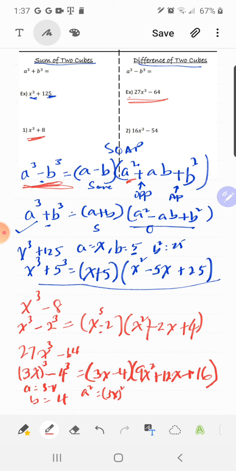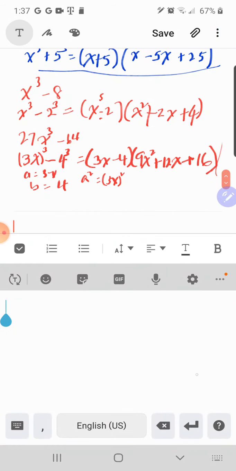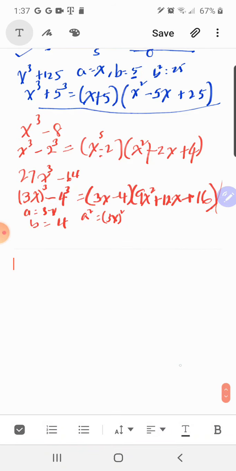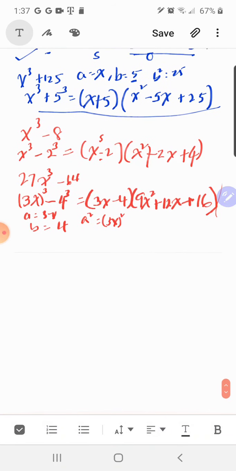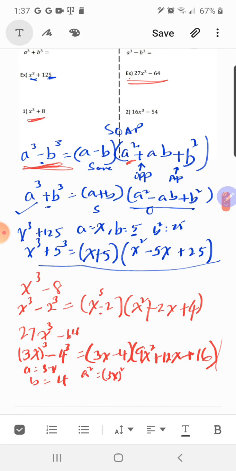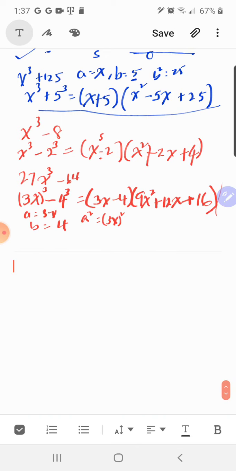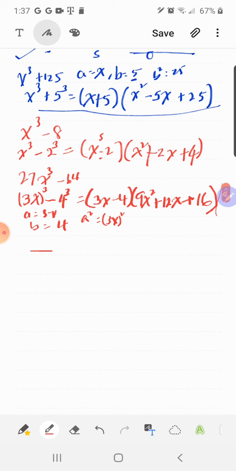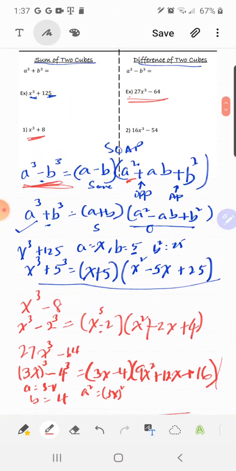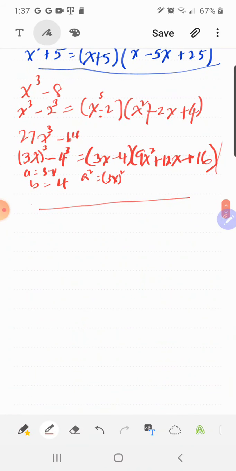Let's see how I can push this page up. So here we have 16x cubed minus 54. That's the last one. So let's try that. I changed to pen. What was the question again? 16x cubed minus 54.